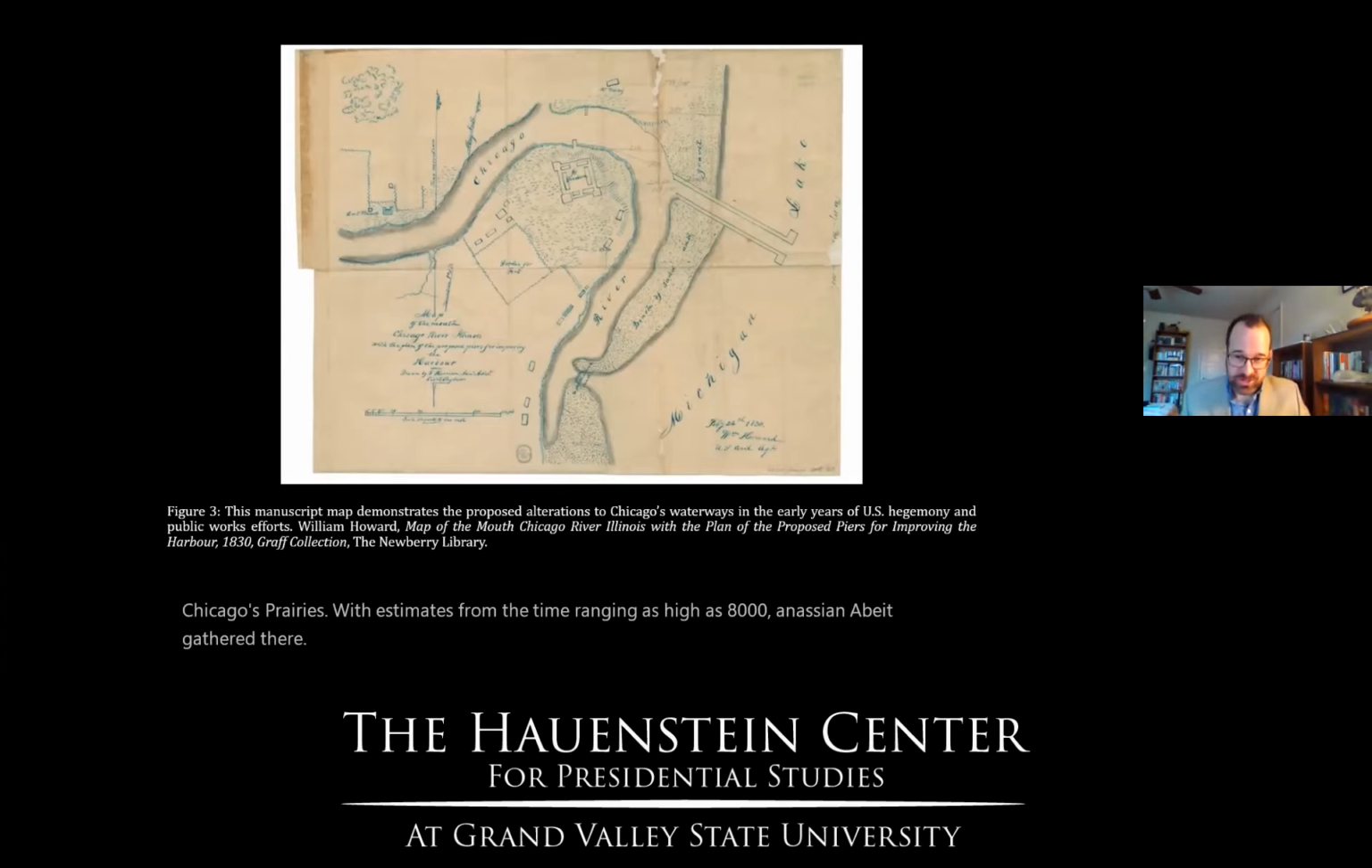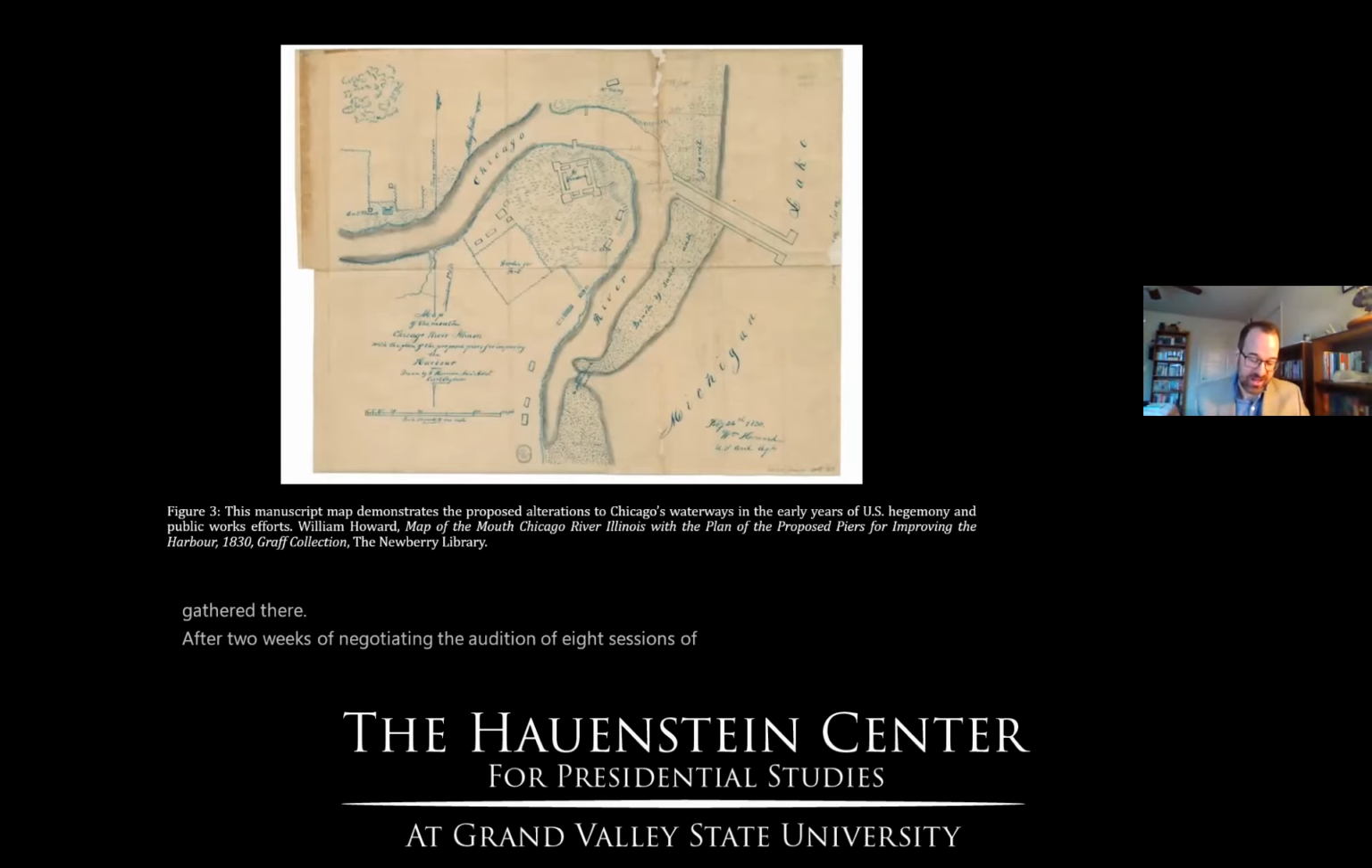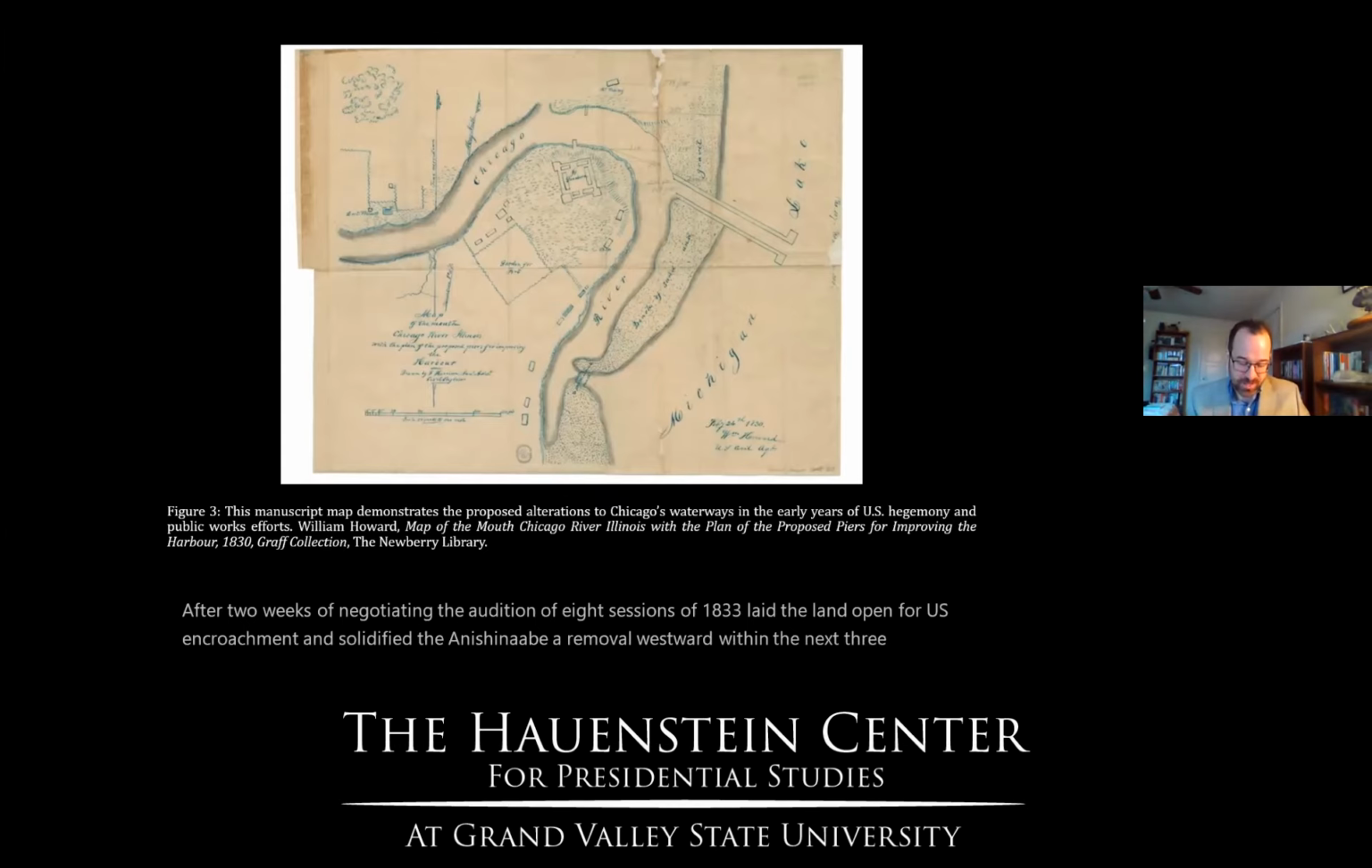After 2 weeks of negotiating, the Anishinaabe sessions of 1833 laid the land open for U.S. encroachment and solidified the Anishinaabe removal westward within the next 3 years. Changes would come quickly to Chicago after this final treaty. Further investment in infrastructure, more land sales by the state and federal government to incoming settlers, and the eventual influx of Eastern capital would drive Chicago's ongoing development into a place of American commerce and power that we're more familiar with.